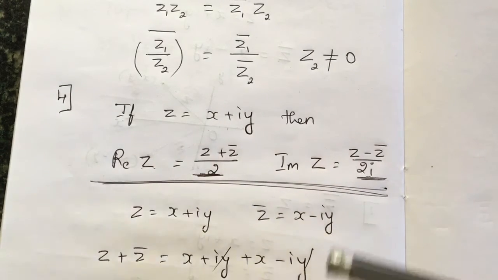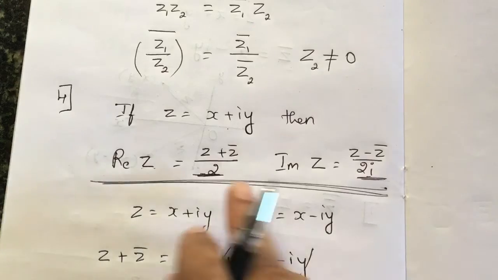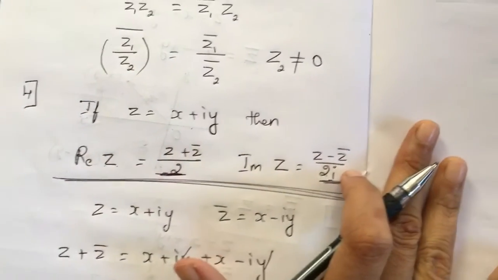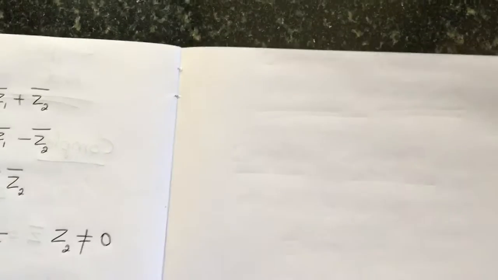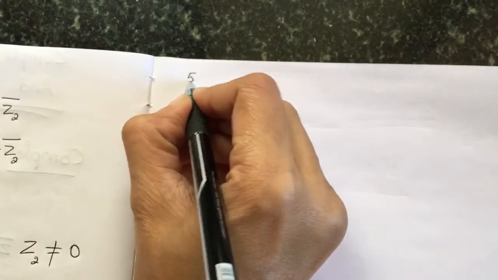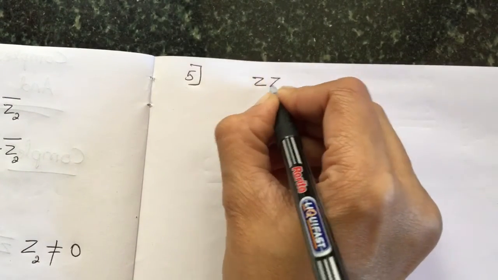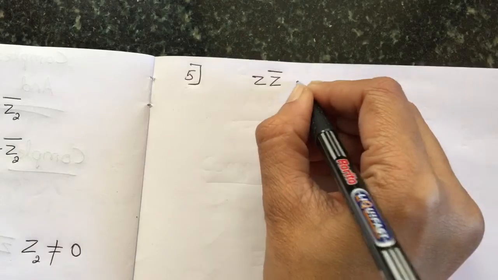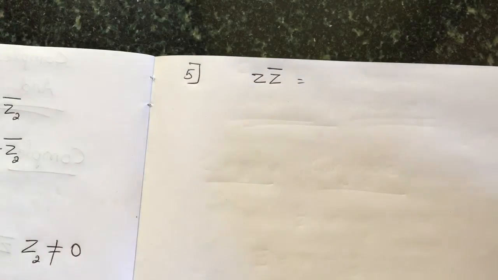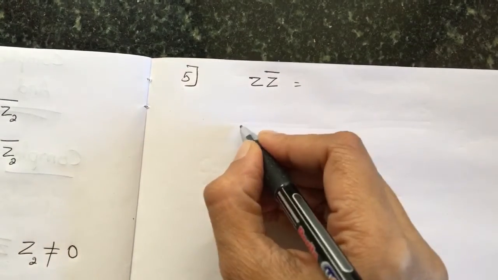This helps in solving many of the problems. Okay, we'll go for one more observation. Say when I multiply z with its conjugate, what am I going to get? Let us find it out.